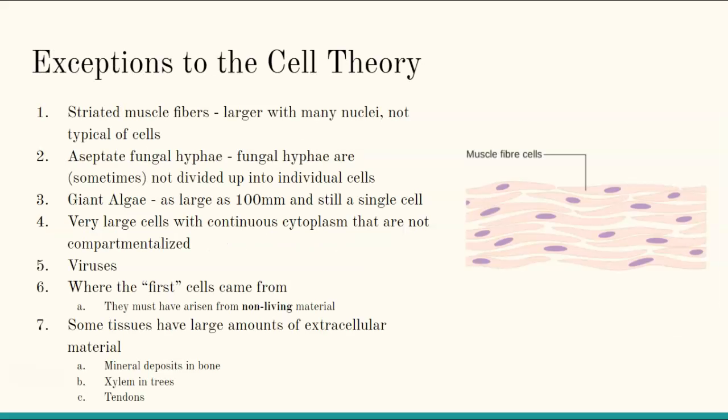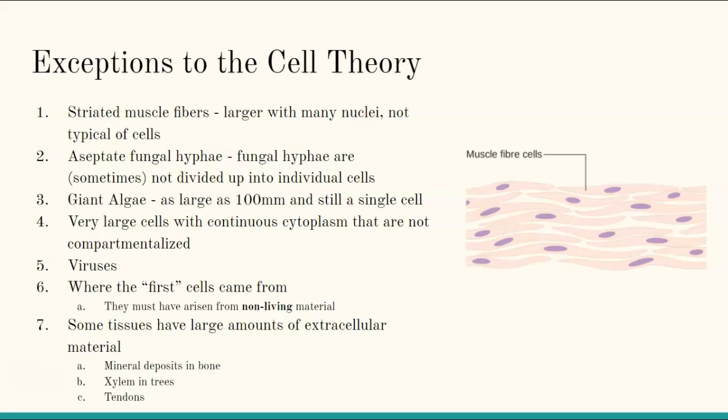Now, I said that was the cell theory, but as we all know, there are always exceptions to the rule. And here are some examples of exceptions to the cell theory. So a couple specific examples are striated muscle fibers, which is like the muscles in your body. They're large with many nuclei inside, which is not very typical of cells, so it doesn't really fit in our current understanding of how cells work.